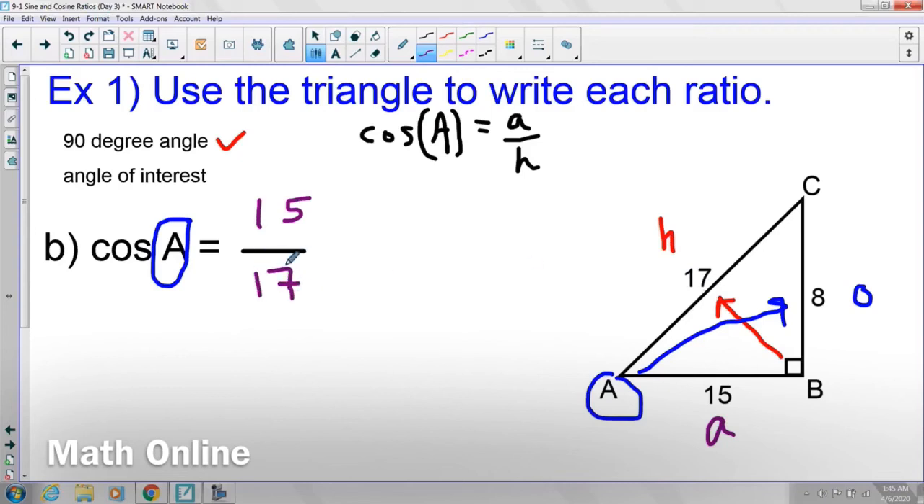Can we reduce this fraction? No, we can't. That's it. All right. So this should be our answer right there. Boom, we're done. I could have just circled the ratio. I circled the whole thing for you guys. Anyways, you guys get the deal.